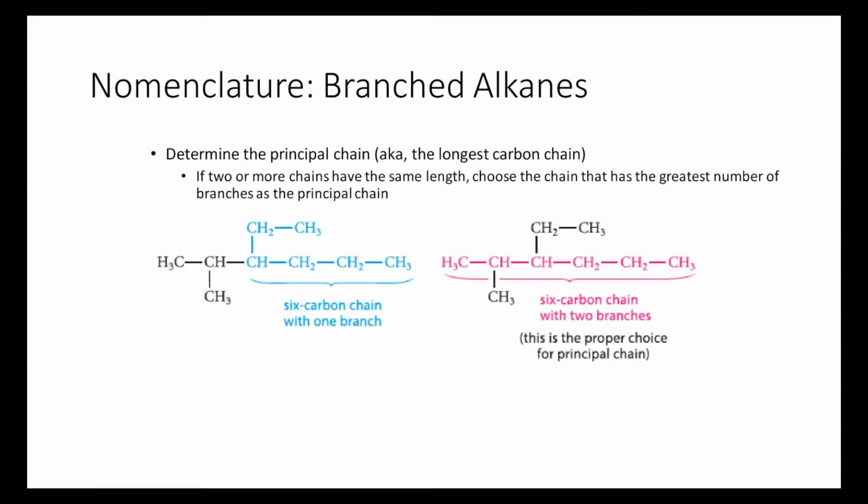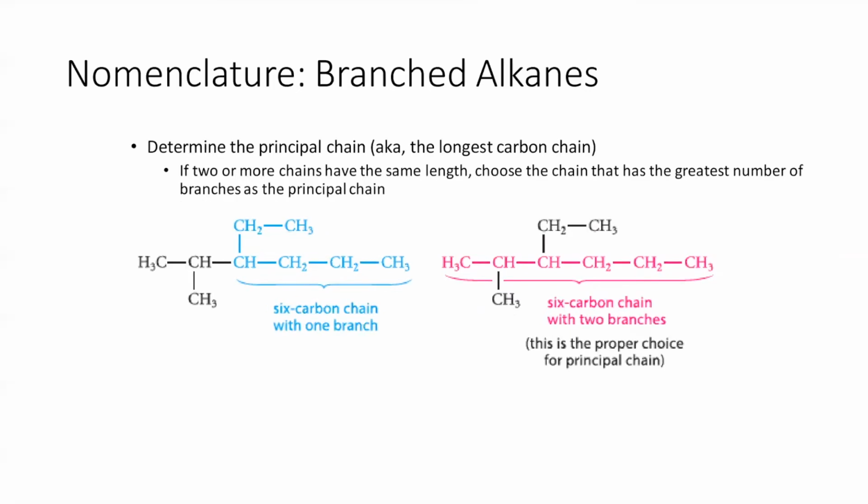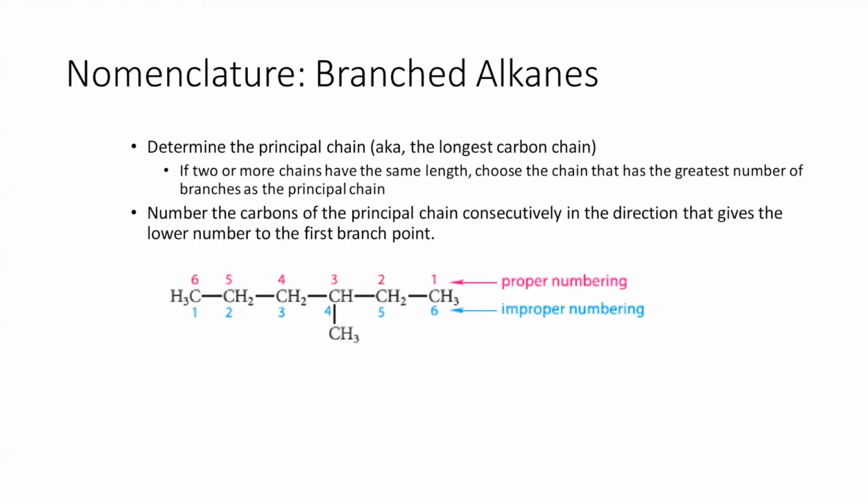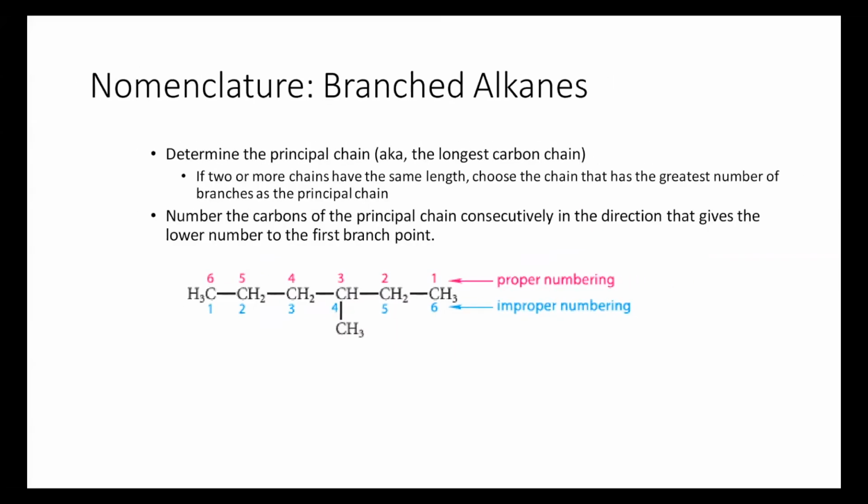Okay, so once you have determined the principal chain, which is the longest carbon chain, we can move on to numbering the chain itself. There's two possibilities of where you can start numbering. You can start from this carbon, or you can start from this other side, this carbon right here. You can see these are already numbered. We're going to focus on the blue one started from this carbon, 5, 6. And if we focus on the pink one, again, 1, 2, 3, 4, 5, 6.